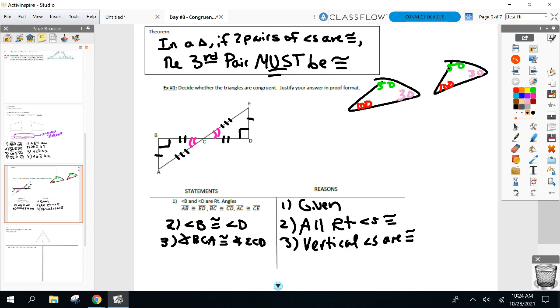And that is how we are going to get angle A congruent to angle E. Nothing special, but the third angles theorem. I already have the two pair congruent, the right angles and the verticals, so that means the third pair must be equal. Third angles theorem. That's how that works.